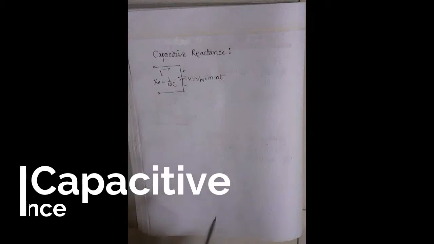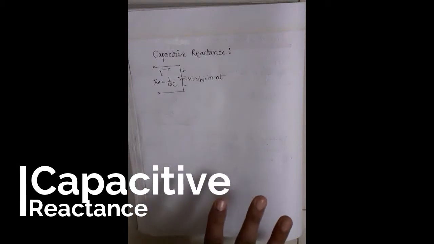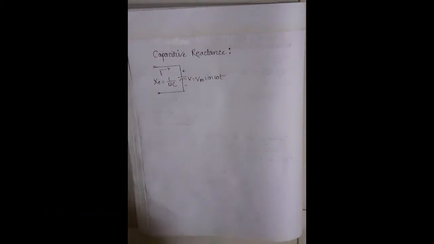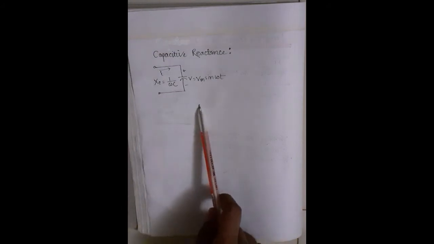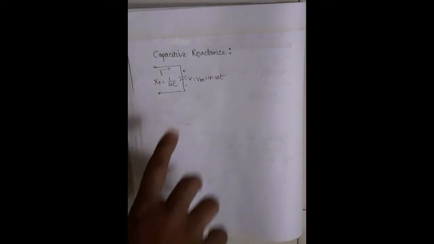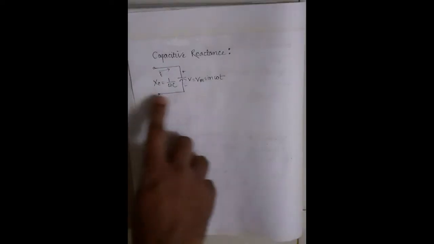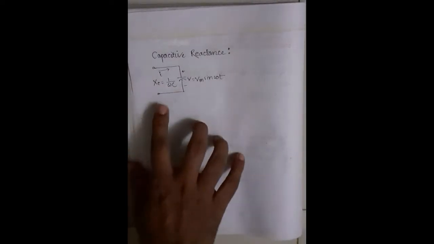Dear students, now let's talk about capacitive reactance. In our previous lecture, we talked about inductive reactance. Now it's time for us to get into the capacitive reactance part. The circuit that I have drawn is for capacitive reactance, and as you can see, there is a capacitor connected to this circuit. A current I is flowing through this circuit, and the reactance is denoted with XC.